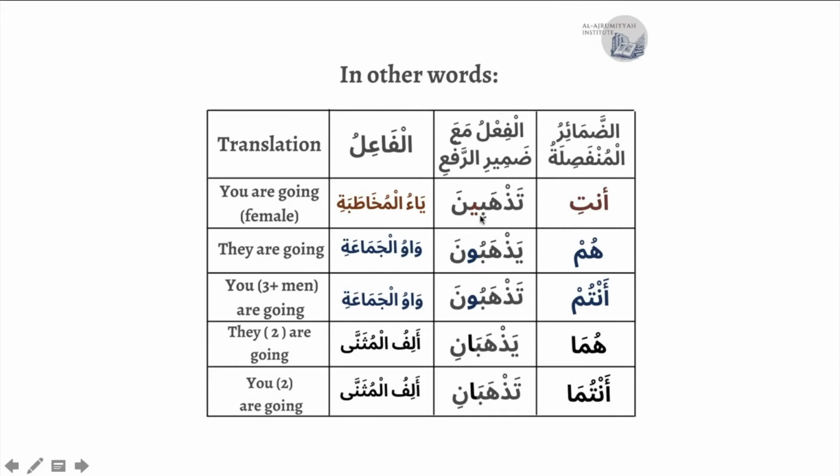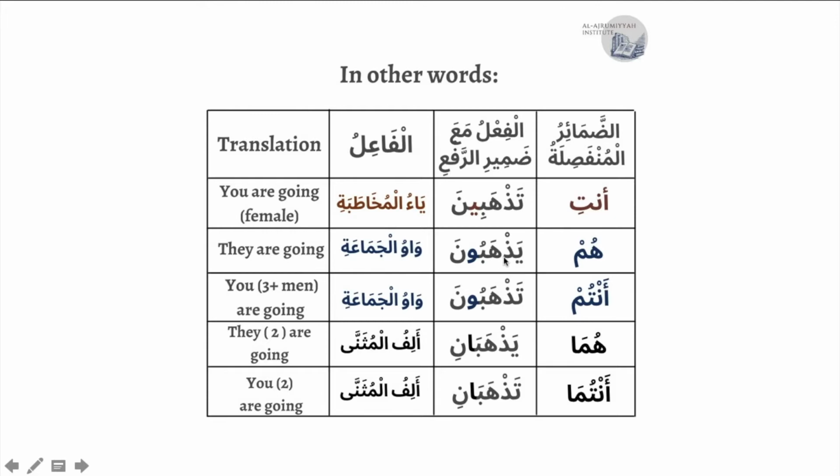تذهبين, تخرجين, تدرسين. So the ending of all those 3 verbs were the same, which is that it has the ya al-mukhataba, the fa'il, the ya here, followed by a noon. For hum it's the same exact thing.